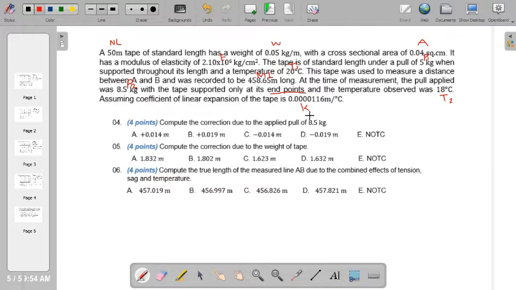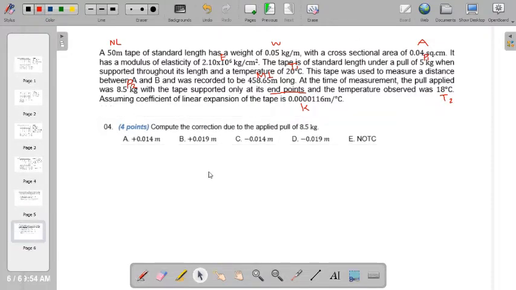Okay. Now, what is the correction due to the applied pull of 8.5 kilogram? So we are going to solve this number 4. All right. So we are being asked to compute the C sub P, or the pull correction.